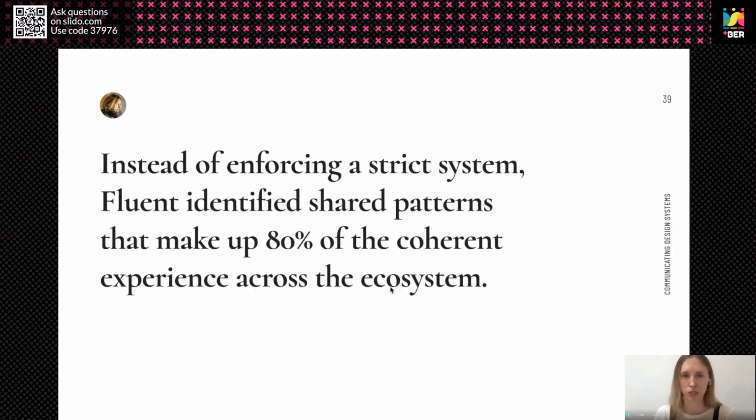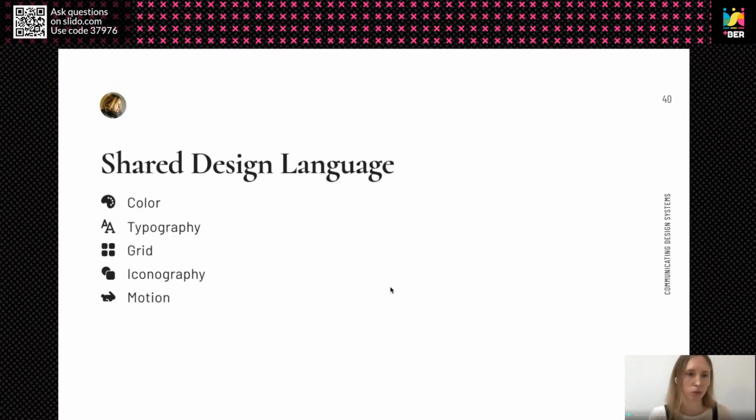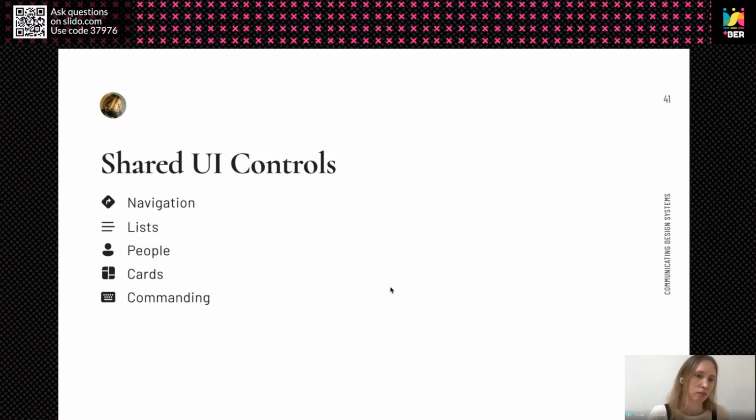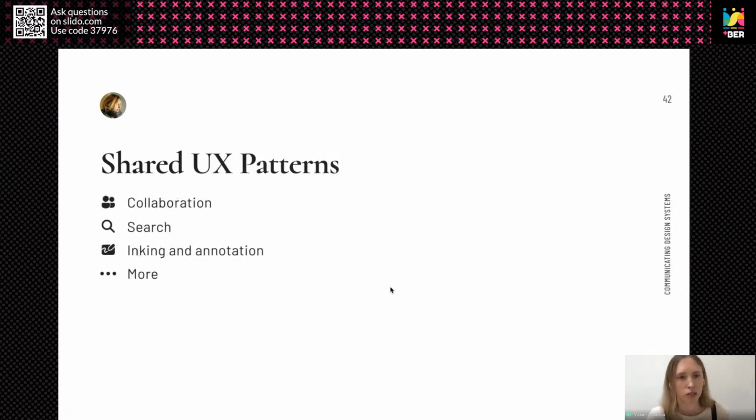Instead of enforcing a strict system, Fluent identified shared patterns that make up 80% of the coherent experience across the ecosystem. Striving to build these practical experiences, we designed for familiarity, and we identified that familiarity is what our users appreciate most. So what comprises these 80% of experience? In our case, it was color, typography, grid, iconography, motion. So these teams could adhere to these, but not necessarily copy the entire experience of each other because their products might have different needs. Shared UI controls, navigation lists, people cards, commanding, and shared UX patterns, collaboration, search, inking, annotation, and more to be created.